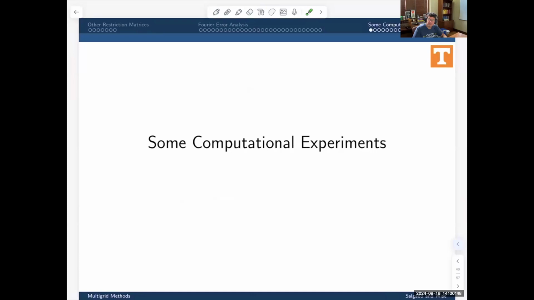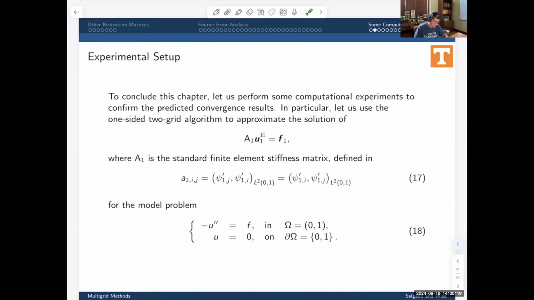Let's show that we get this convergence with some computational examples. Now we want to go through a couple of computational examples which show this convergence in some experiments. The experimental setup is this, if you want to call it an experiment. It's a computational experiment. We're trying to solve this equation, which results from the discretization of our usual suspect, u double prime equals f, with u of 0 and 1 equals 0.